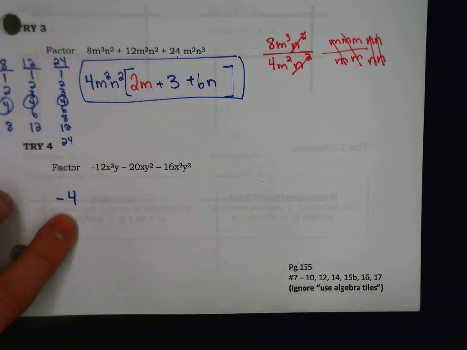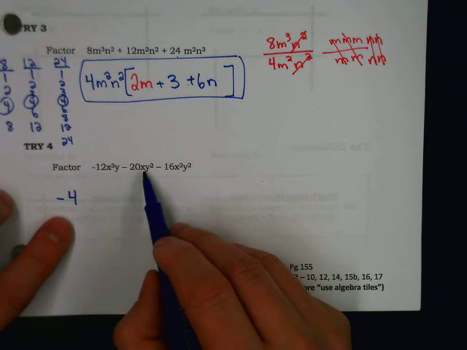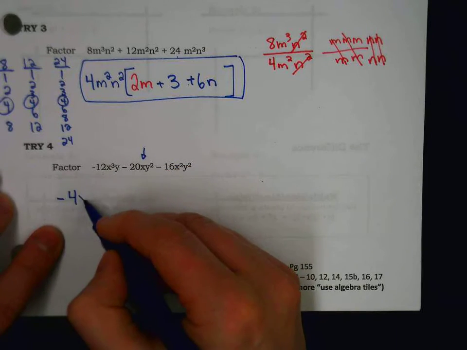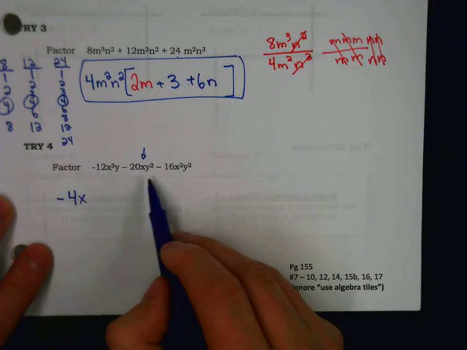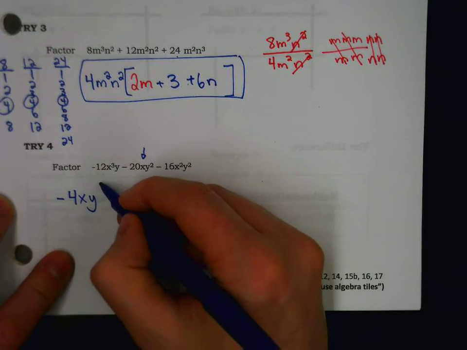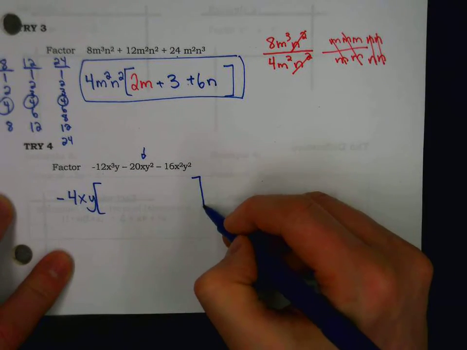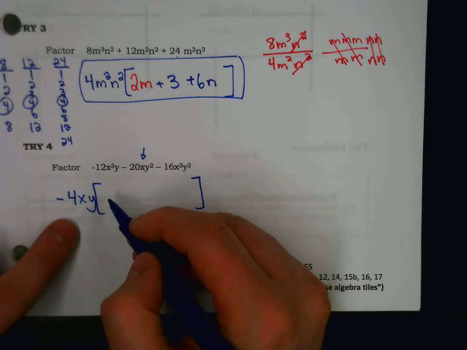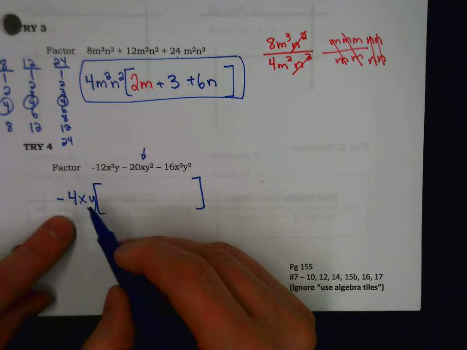4 does end up being our common factor if you do take the time to write those out. So -4 for our coefficient. There's an x cubed, an x, and an x squared. That x is what limits things, so 1x. There's a y squared, and a y squared. The y is what limits things. And so when we take out our -4xy, we can approach it with caution, one part at a time.